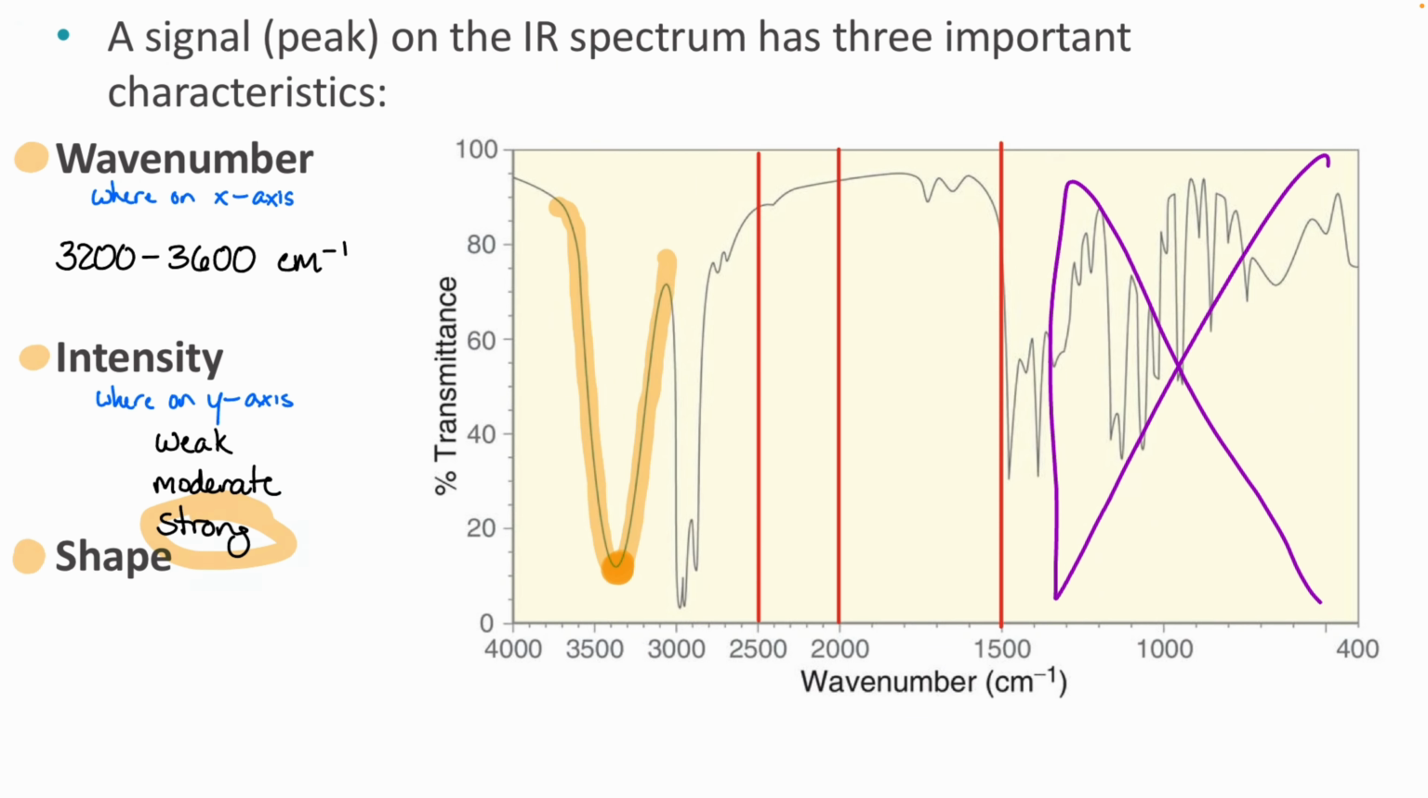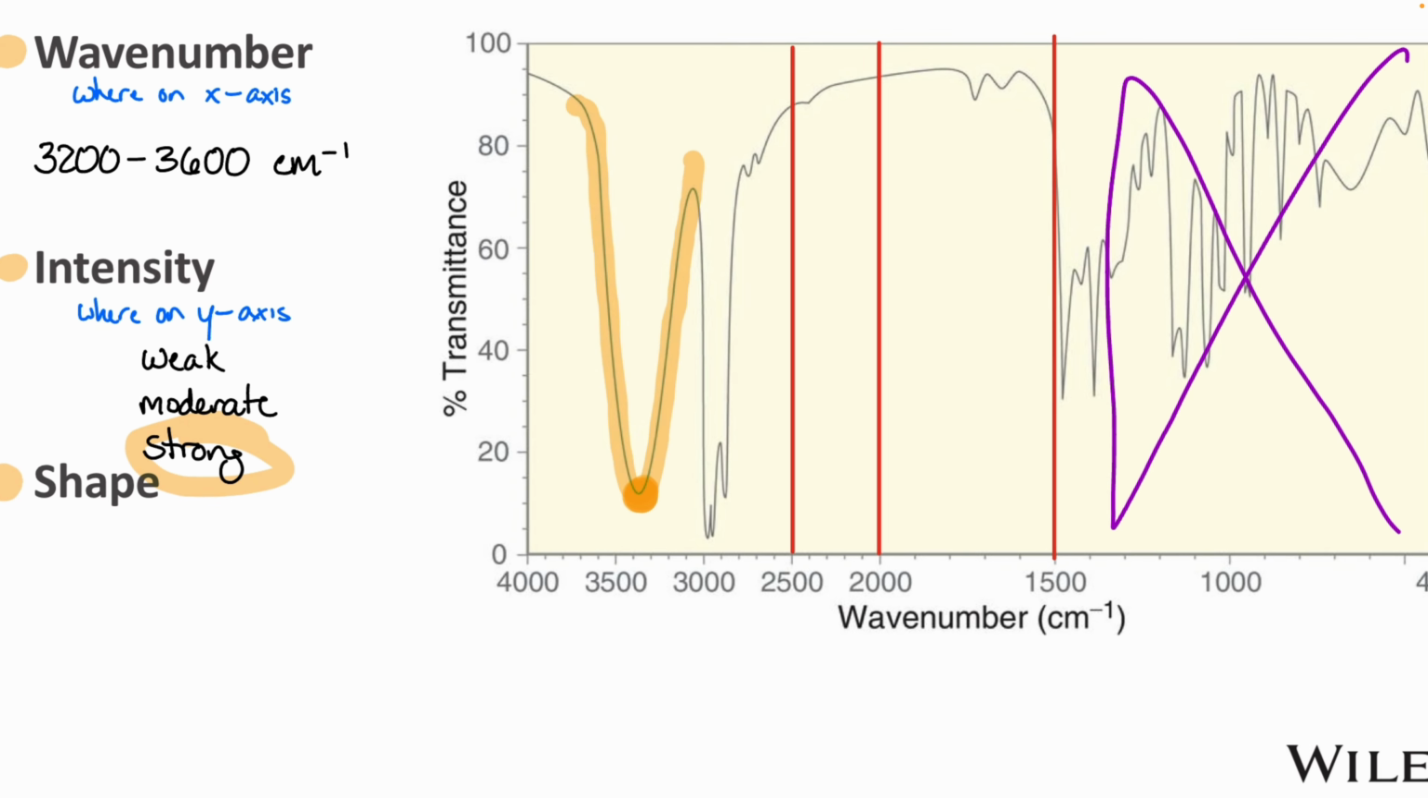And then the shape of our peak, really the breadth of that peak, again, they throw into one of three buckets. It could be narrow, it could be medium, or it could be broad.